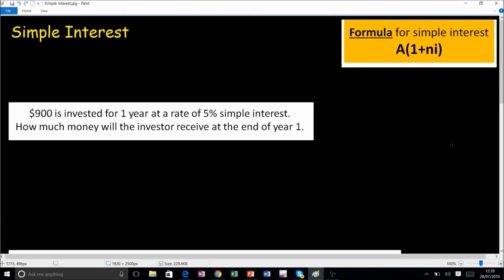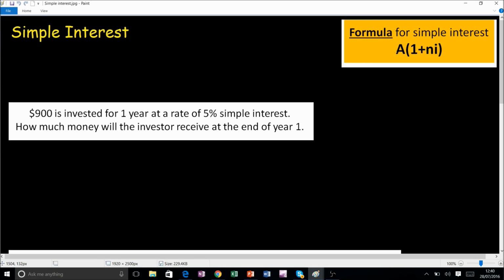Today we're going to be looking at something called simple interest. What is simple interest? Simple interest is the amount of money that you earn on a single investment. Okay, so the amount of money that you earn on an investment that you make. Here we've got a little bit of a formula for simple interest.